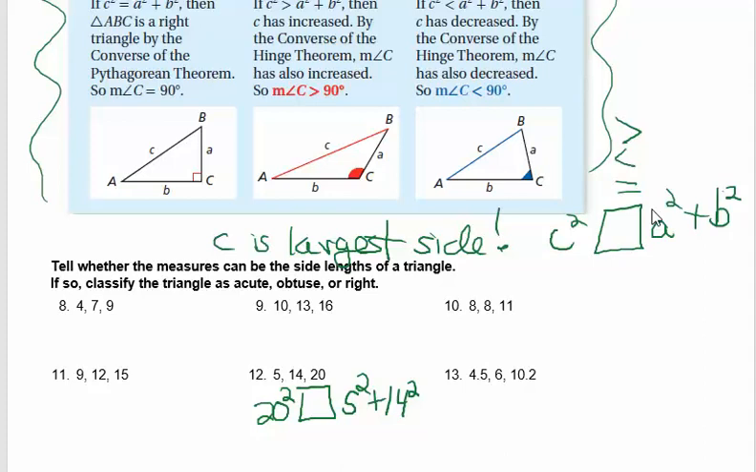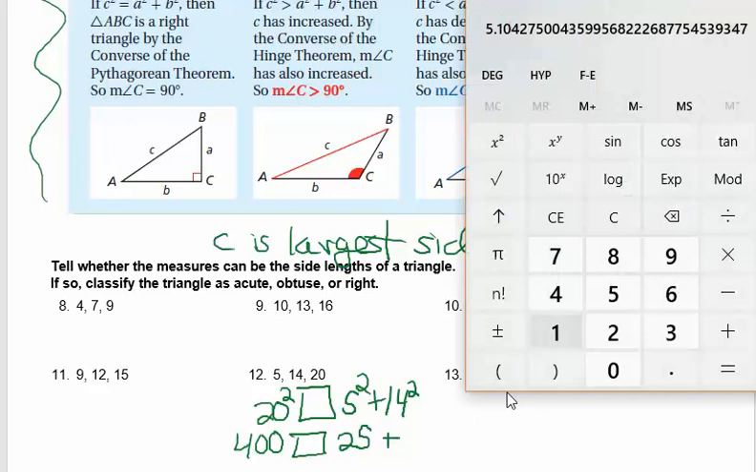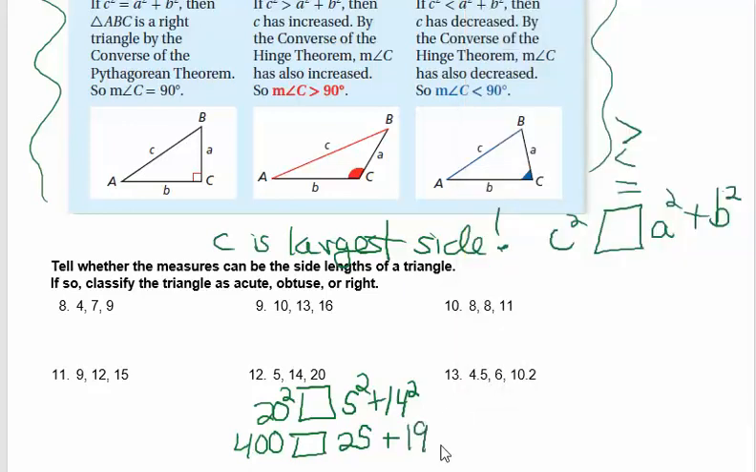So 20 squared is 400, 5 squared is 25, 14 squared is 196, and I can see that 400 is going to be greater than whatever 196 plus 25 is. So this is obtuse, number 12. So make sure you keep the c squared on the left and then combine the other two to see what you get.